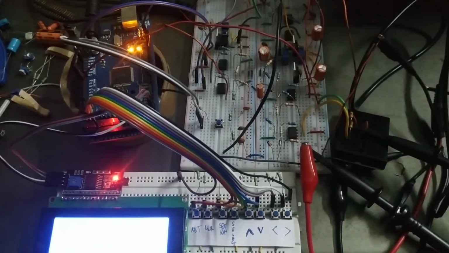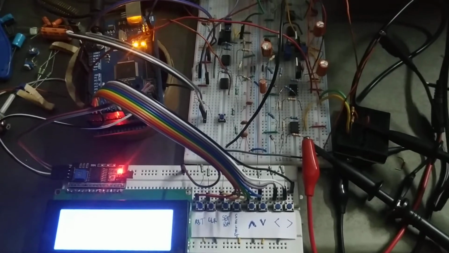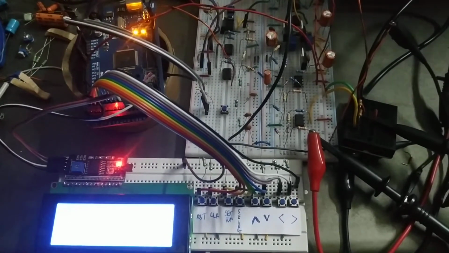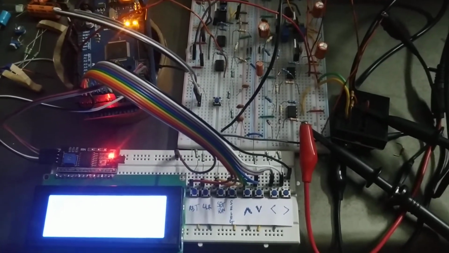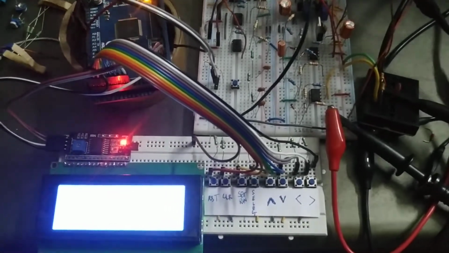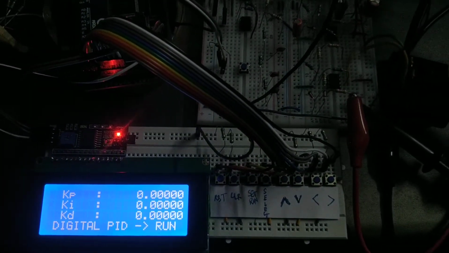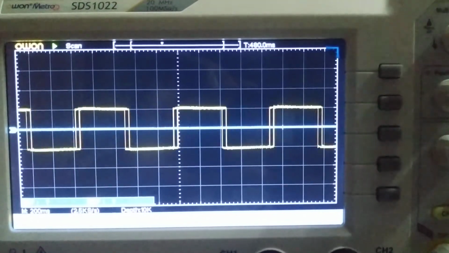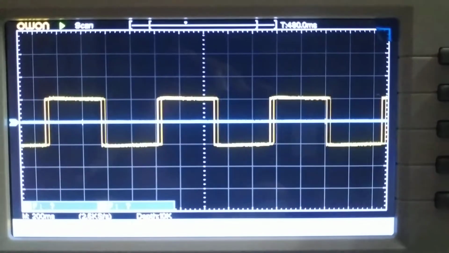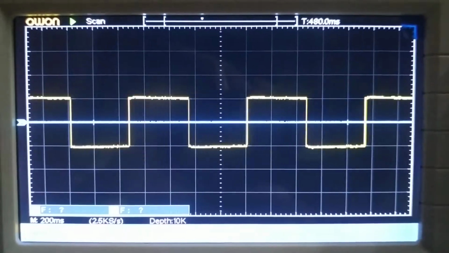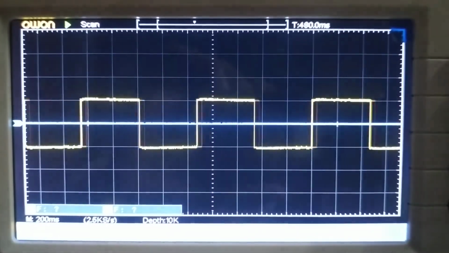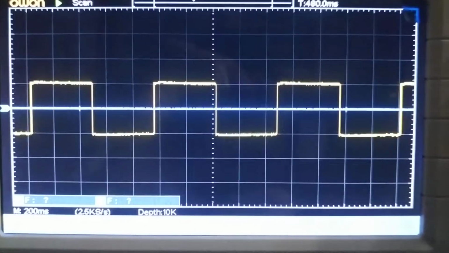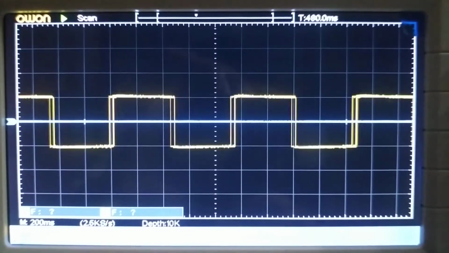This is the hardware of the digital PID, and now we will operate this in the open loop condition. If we set Kp equals to 1, firstly the input to this PID controller is this 1 Hz square wave. Right now all the parameters are set to 0, that's why the output is 0.